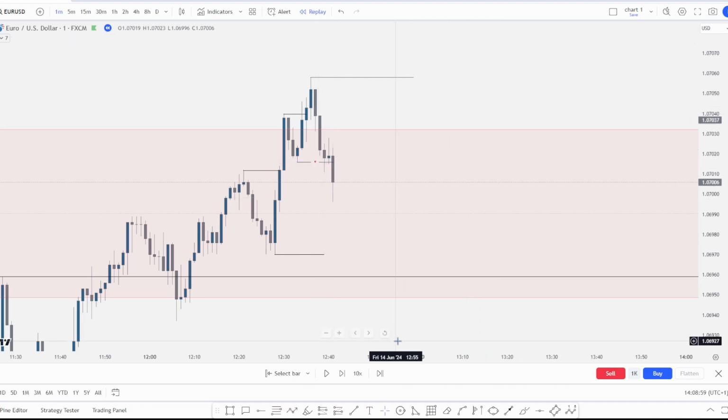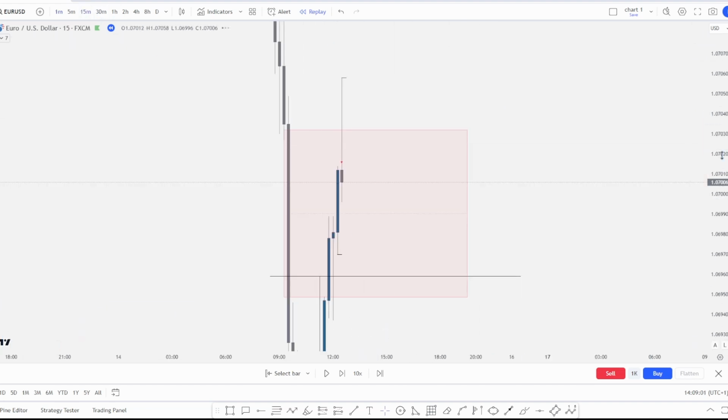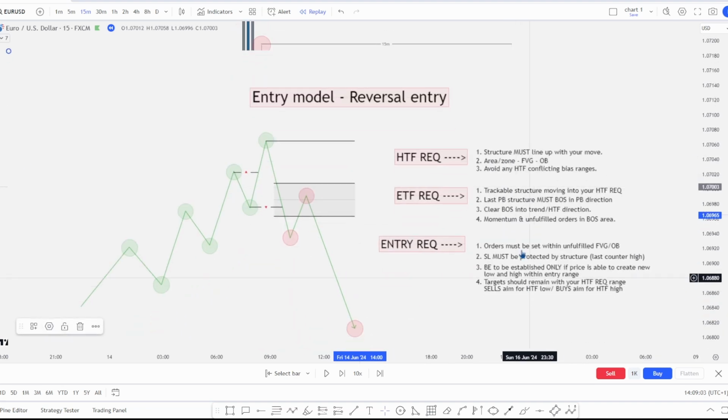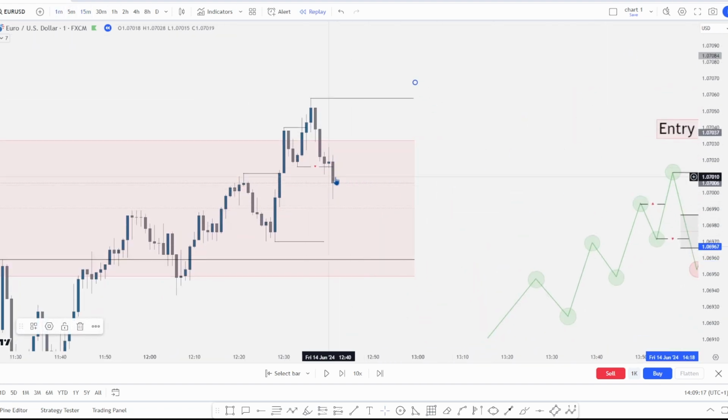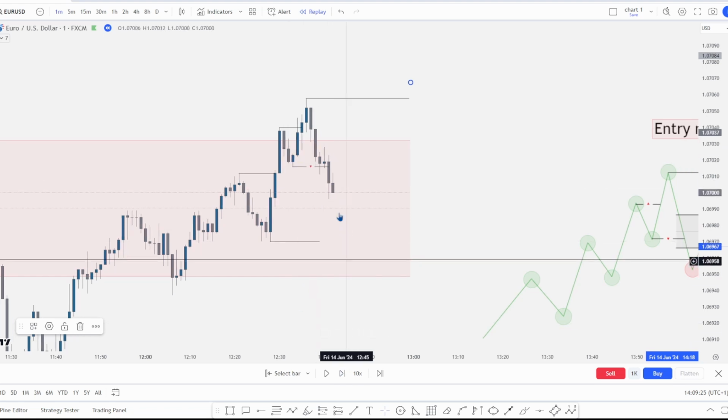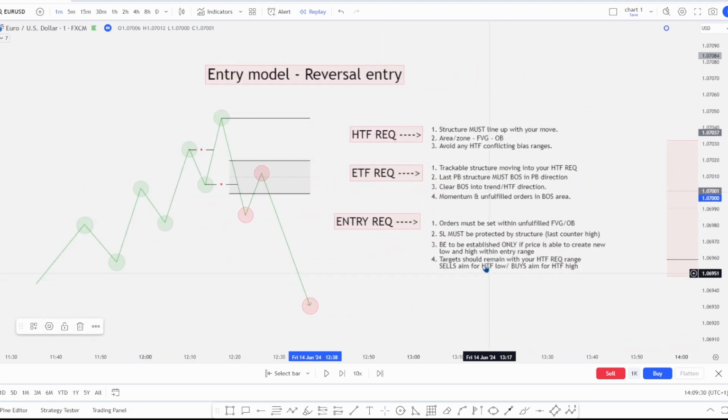So we've seen a break of structure. Let's reference back to the 15-minute now so we can go back to our entry here. Clear BOS in the trend direction, yes. Is there momentum and unfulfilled orders in the BOS area? Let's go back and have a look. Yes, there is. So there's clear unfulfilled orders here. And we've broken structure here, putting in a new high. Do we create an FVG? Yes, we do. So there is a clear area for entry now. Let's go back to here.